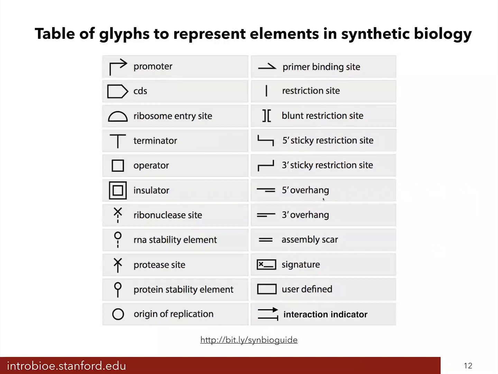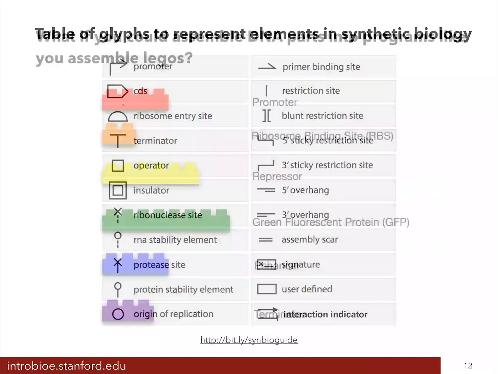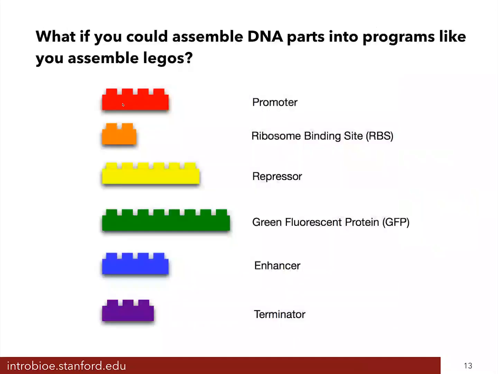Okay, so we talked a little bit about promoters and coding sequences, and one of the things about bioengineering is that there's this idea that you might be able to standardize these different parts in order to make programs that are easy to put together. Sort of the same way that you assemble Lego bricks into really complex structures, you might be able to just snap together promoters of a known strength.